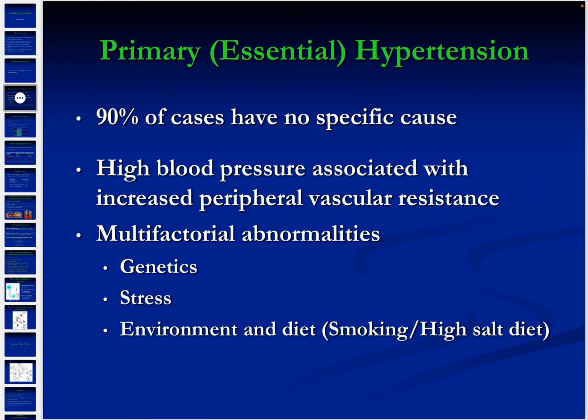What environmental factors? Smoking. High salt diet, high lipid diet, sedentary lifestyle, people who don't move much. All of these increase your risk, and obesity as well. And also stress. Stress can increase what? Cortisol level, adrenaline level, and this can increase stimulation of the sympathetic nervous system, which can also lead to elevation of the blood pressure.